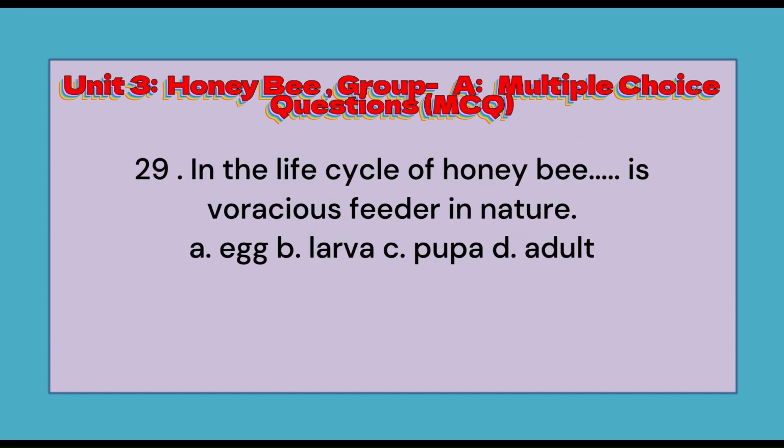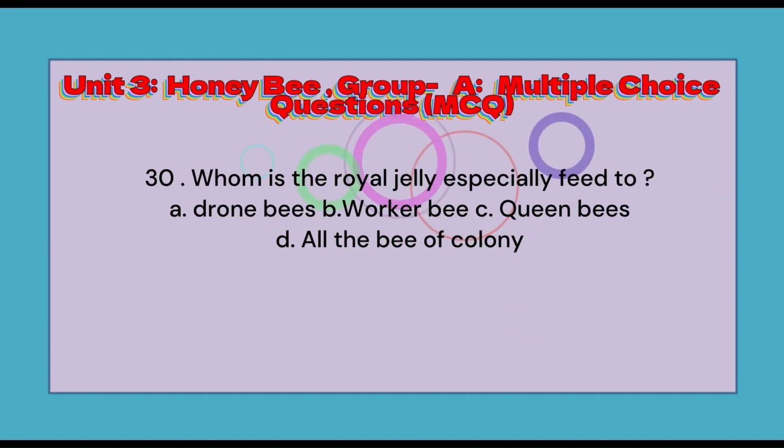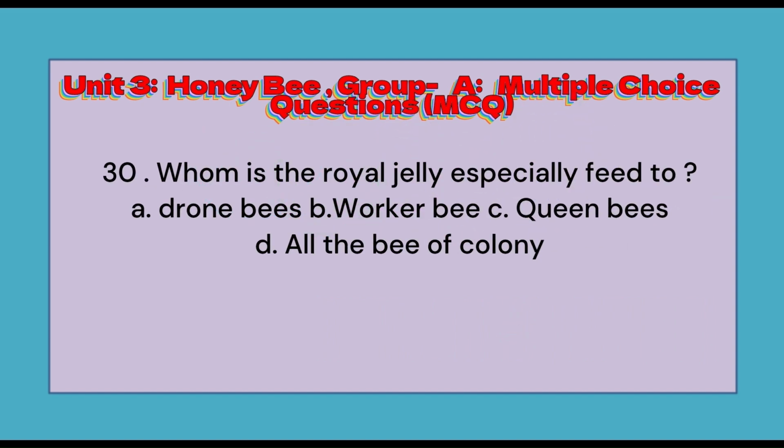29. In the life cycle of a honeybee, which stage is a voracious feeder in nature? A. Egg. B. Larva. C. Pupa. D. Adult. Correct answer: B. Larva. 30. Whom is the royal jelly especially fed to?